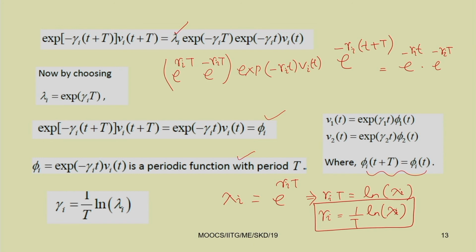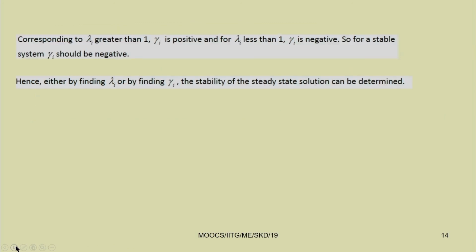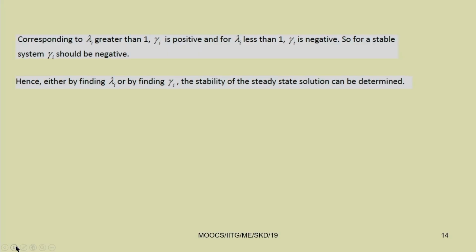You know that this lambda_i must be within the unit circle to make the system stable. For this purpose, look at ln lambda_i. We can have different values of lambda and we can see. Corresponding to lambda_i greater than 1, gamma_i is positive, and if lambda_i is less than 1, then gamma_i is negative.